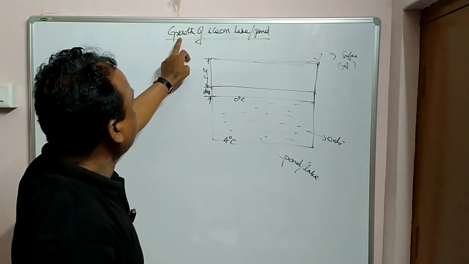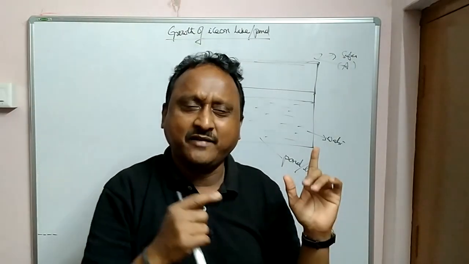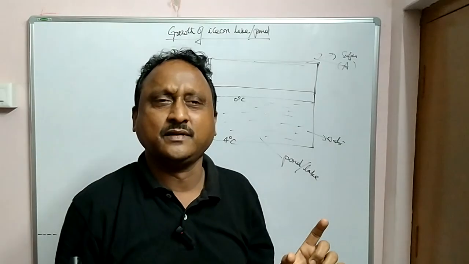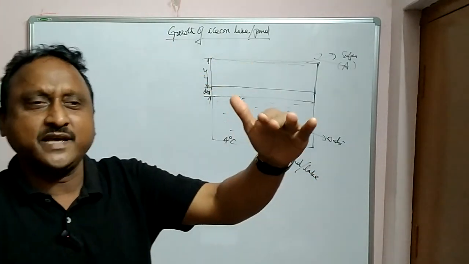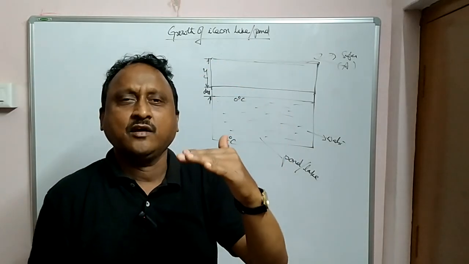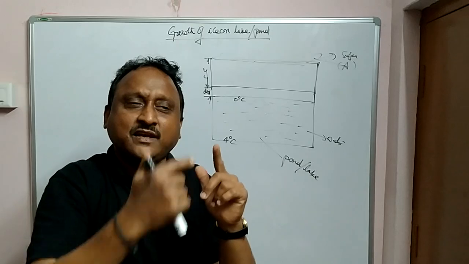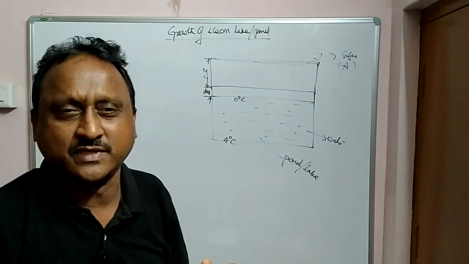4 marks. Growth of ice on a lake or a pond. Already I have discussed, this is the process called anomalous expansion of water or peculiar behavior of water. In colder countries, when the temperature falls below 4 degrees, we saw in the graph that volume expands. When volume expands, density decreases because volume and density are inversely proportional.